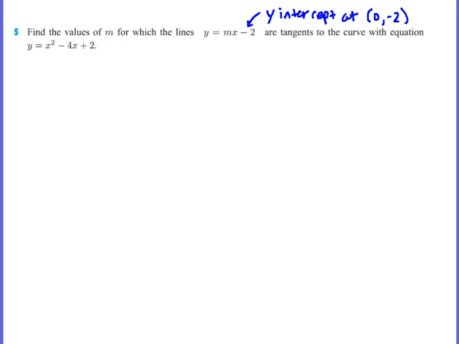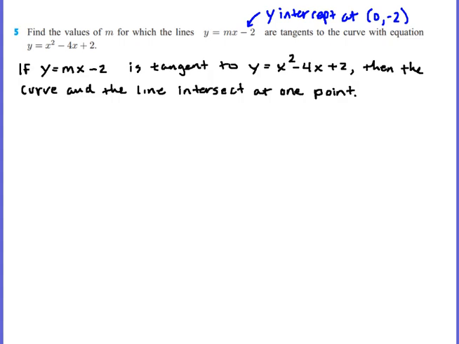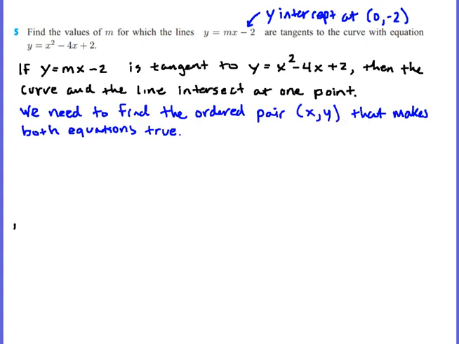In this case, we're trying to figure out the slope of a line such that it's tangent to the curve at one point. So I noted up there that the y-intercept of that line has to be (0, -2), and we're just trying to make the line and the curve cross in one spot. You need to find that ordered pair that makes both equations true at the same time.